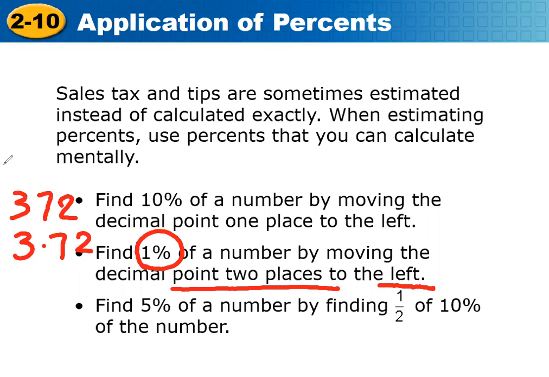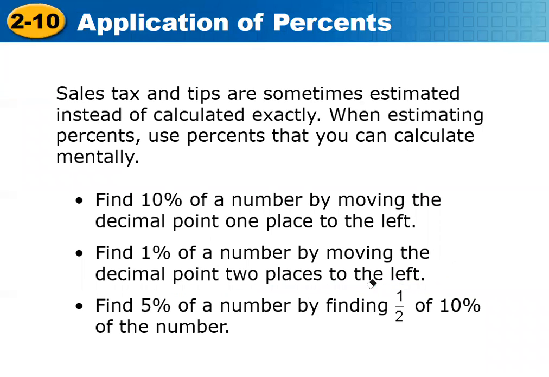What is the third way? The third way is 5%. So how are we going to calculate 5%? We calculate 5% of a number by finding half of 10% of the number. So this is the way you are going to estimate to calculate the sales tax.